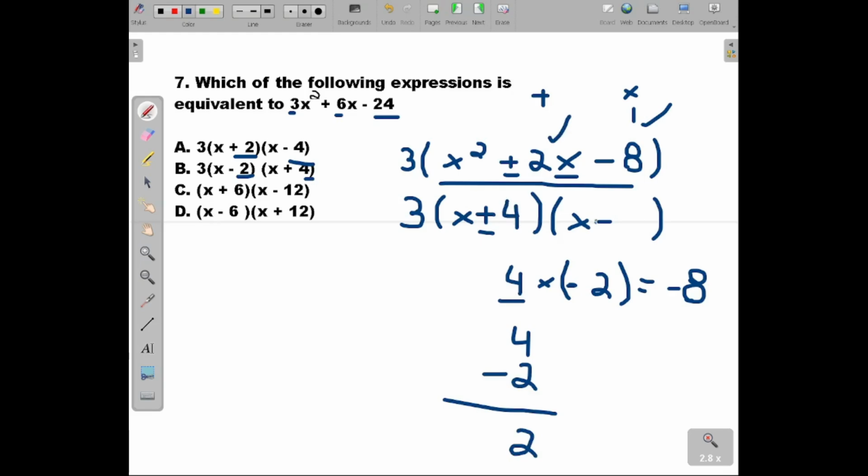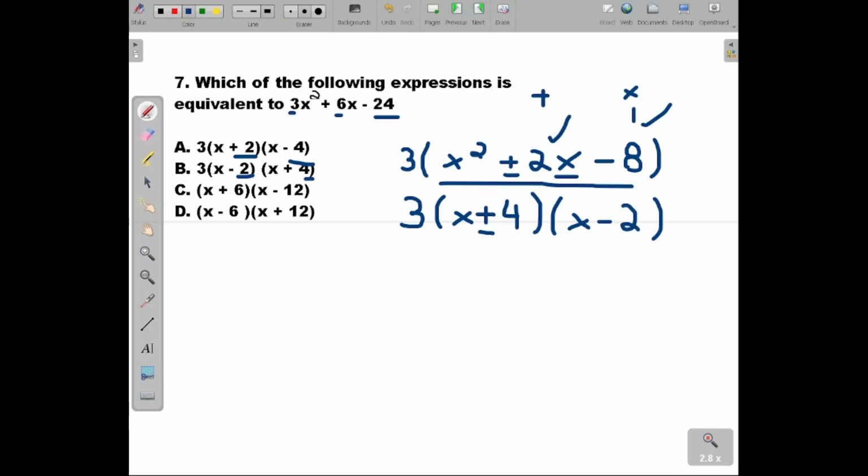x plus 4 times x minus 2. Now it looks like the answer. Let's compare 3x plus 4. This is negative. No, it cannot be A. x plus 4, x minus 2. So the right answer is B.